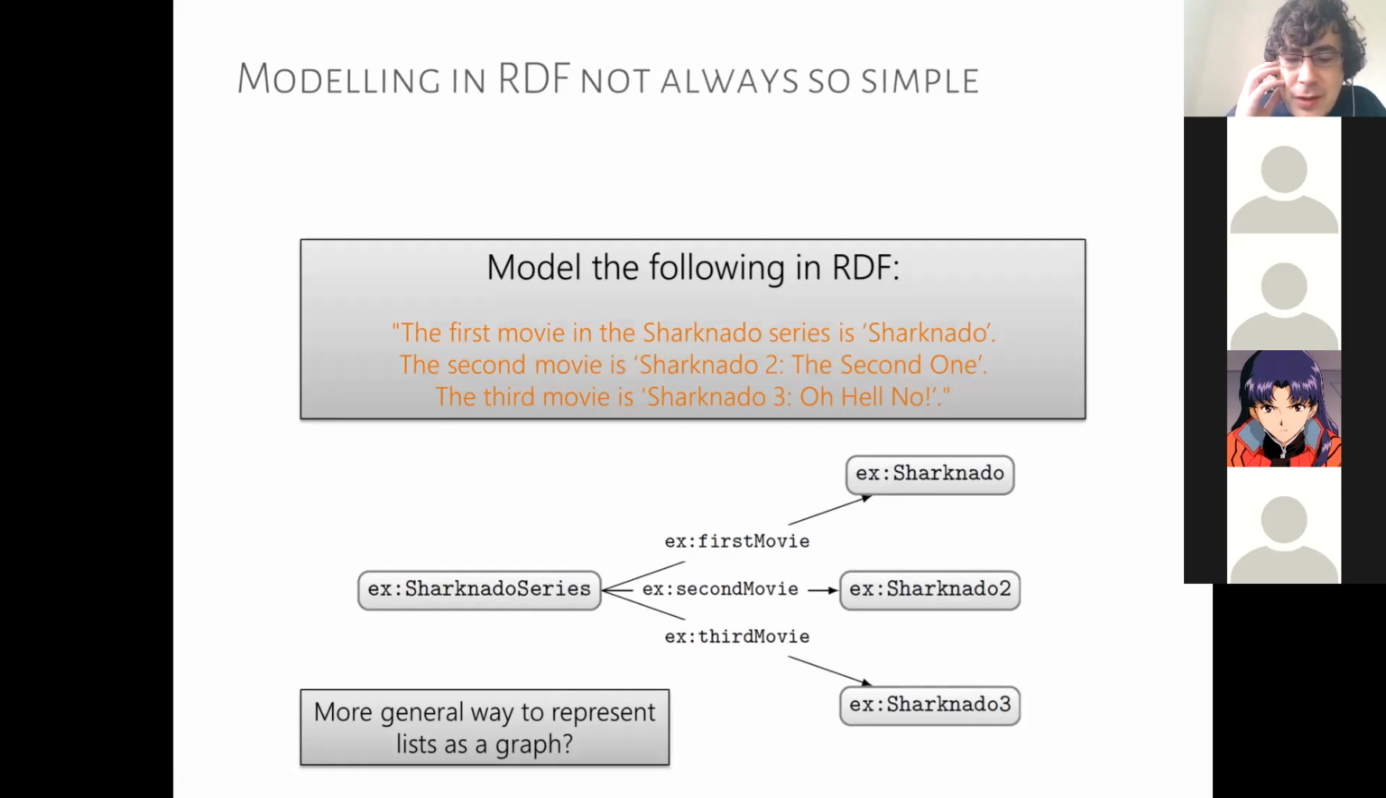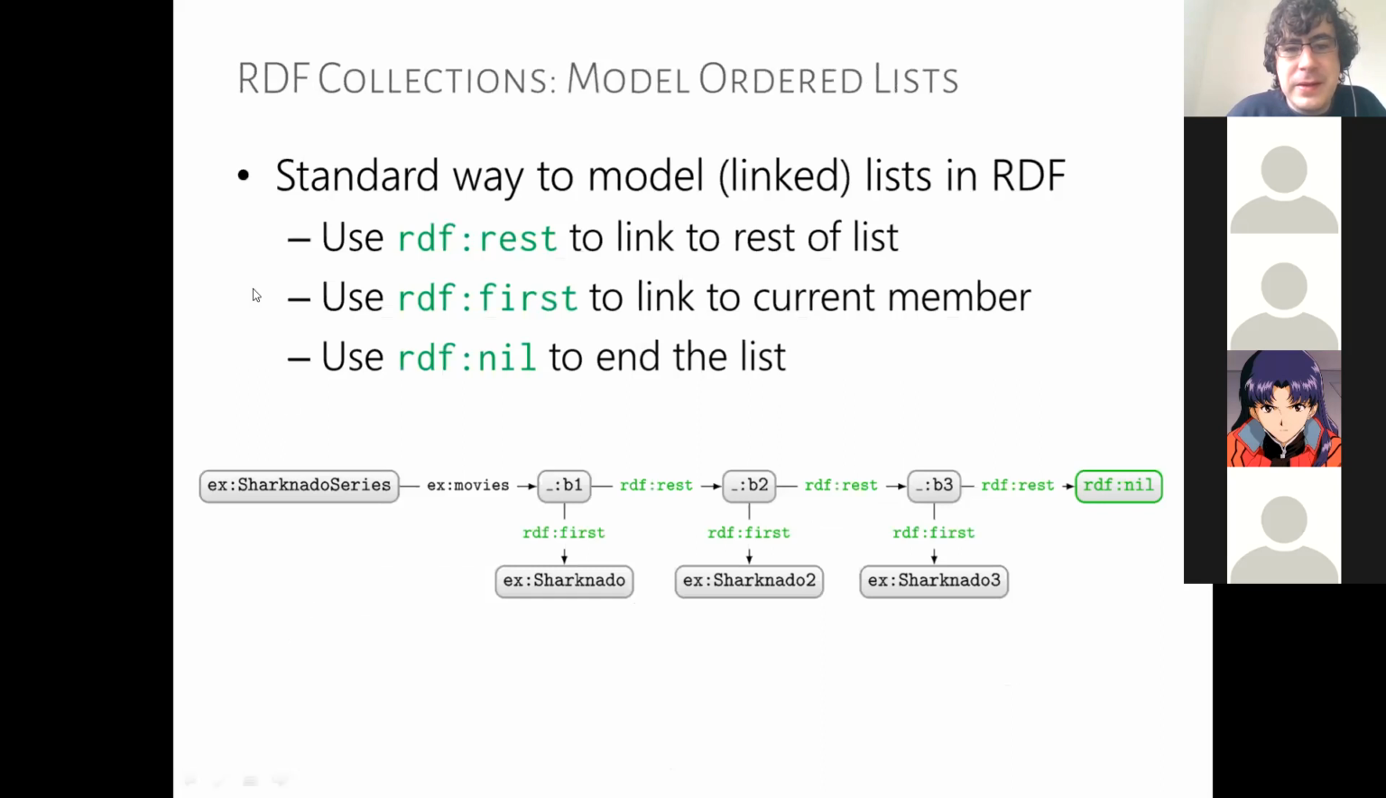Maybe there's other ways to model that. But is there a more general way to represent lists as a graph? And RDF proposes something called collections, which allow us to effectively create a linked list structure where we say movies and then we point to a list. And then that list gives an element and points to the rest of the list, which points to an element, points to the rest of the list. And then the empty list, nil, can be used to end the linked list. So effectively, this allows us in a graph to represent order by using the directed edges of the graph.